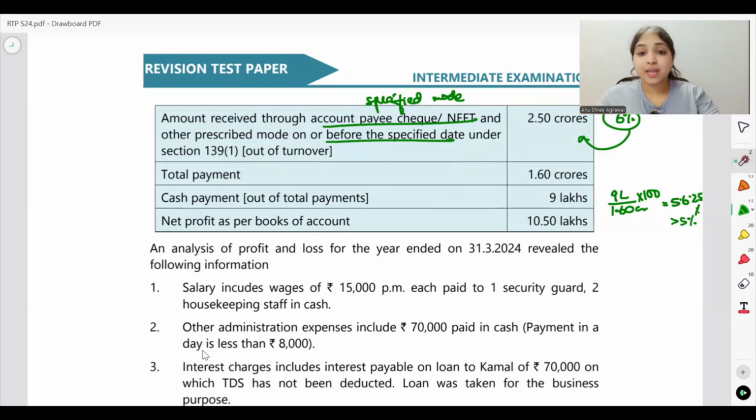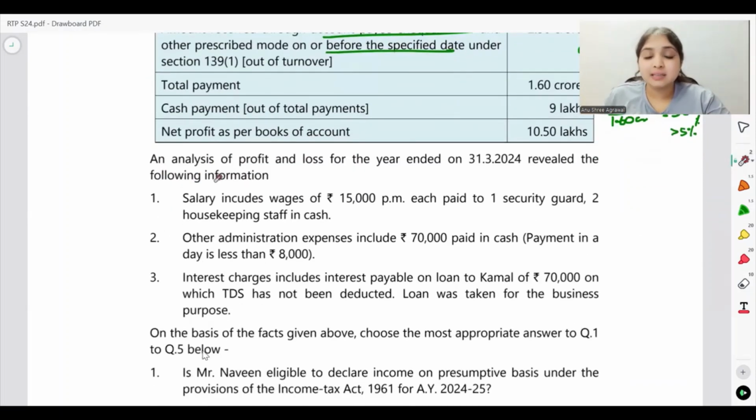Okay. And then net profit as per books of accounts they have given. Then analysis of profit and loss for the year ended on 31st March revealed the following information. Salary includes wages of 15,000 per month paid to one security guard and two housekeeping staff in cash. So obviously section 40A(3) comes into the picture over here. We are paying more than 10,000 rupees in a day to a person in non-specified mode. In cash. Cash is of course non-specified mode. It is more than 10,000, 15,000 we are paying. So more than 10,000 in a day to a person we are paying. So therefore under 40A(3) it's going to be disallowed.